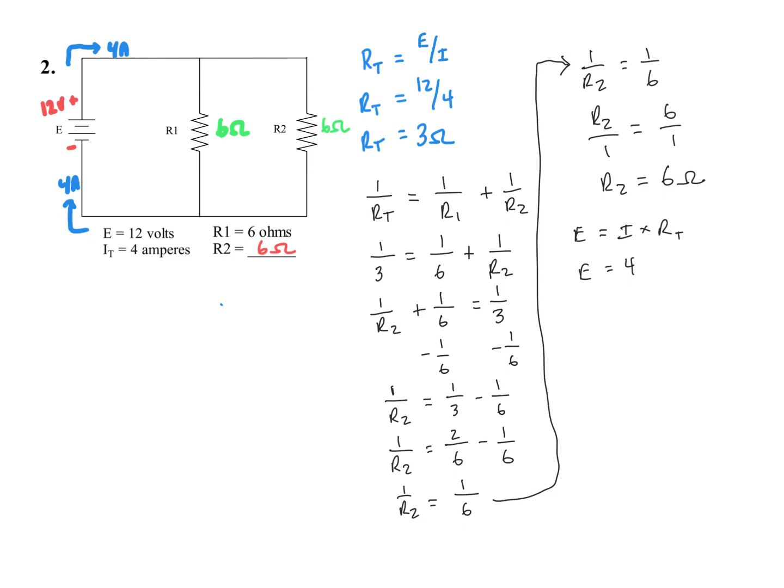And then again, this is resistance. So it's not both resistors, it's resistance total, which for us was 3. And so my voltage is 12 volts. So that works out. Okay.